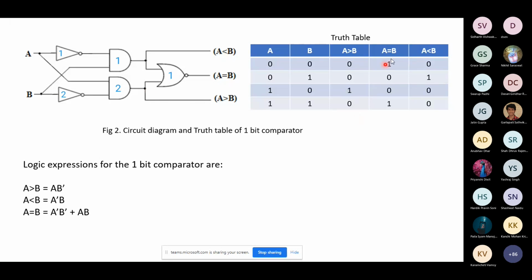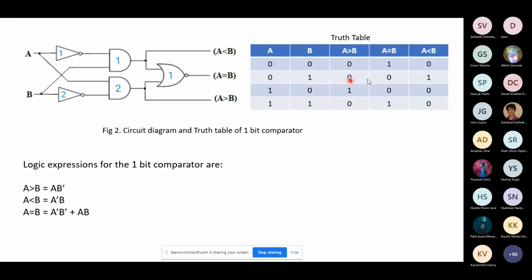Now for A less than B, you can see when A is low and B is 1. For that, again, we can write it in the product form of A bar B. Here, A is inverted, but B is directly connected to the AND gate. That is AND gate number 1. If you take the output, you will get A less than B.